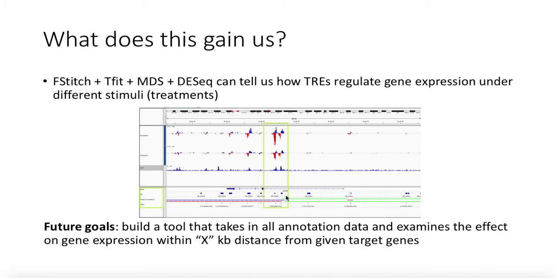And again, if you imagine, you can couple this with something like DE-seq for differential, in this case, transcriptional analysis, to see if there are any nearby genes that appear to be affected if you were to, say, knock out one of these enhancers. So one of our future goals is to build a tool that'll take in all of these files, all these annotation data from things like Tfit, Max, MDS, and examine the effect on a gene within, say, X kb distance from given target genes. Okay, so if it's 5,000 base pairs away, is that significant? 25 kb, etc.